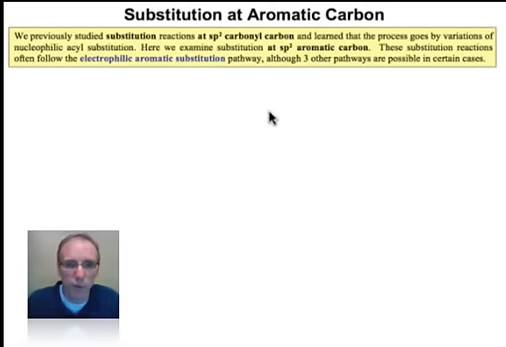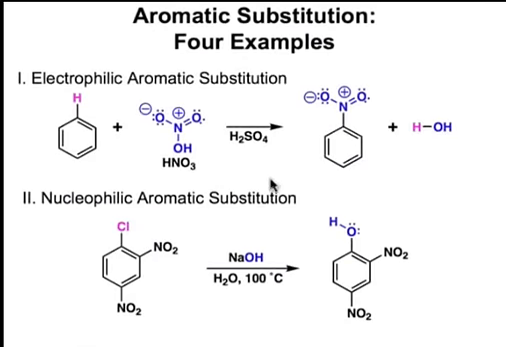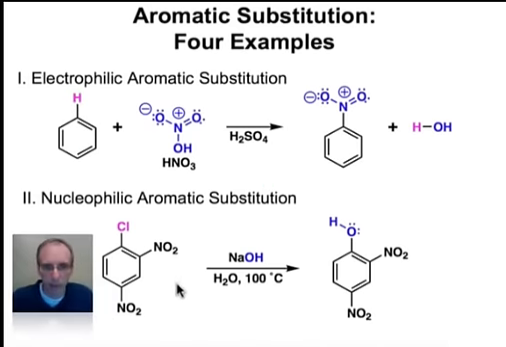Let's take a look first at the electrophilic aromatic substitution pathway. Here's an example where we just have benzene. The hydrogen atom in this case is replaced by the nitro group, which comes from nitric acid. In the next case, we do a nucleophilic aromatic substitution in which the chlorine is the leaving group and it's being replaced by hydroxide to make this phenol.